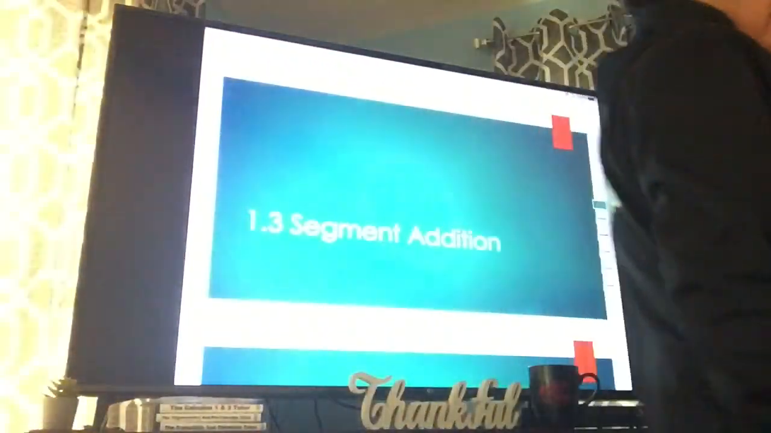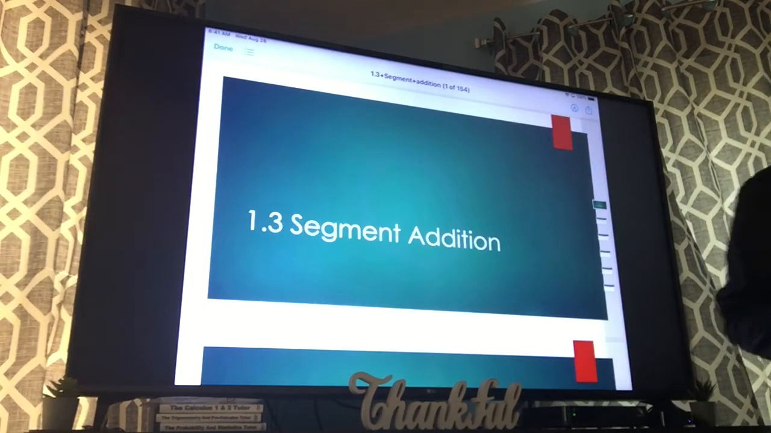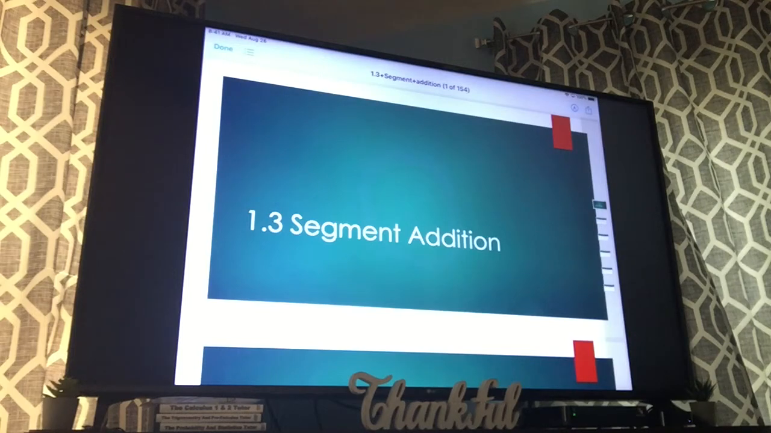Okay, so today should be a pretty easy day. We're going to talk about segment addition. We kind of did this yesterday. Yesterday we were just trying to see what the value of a segment was.